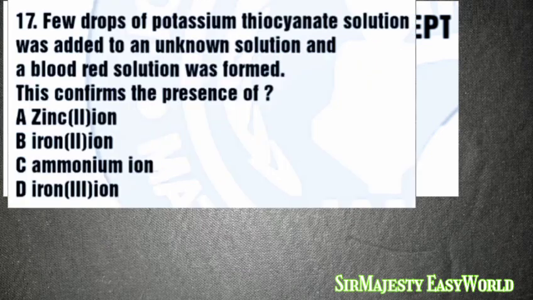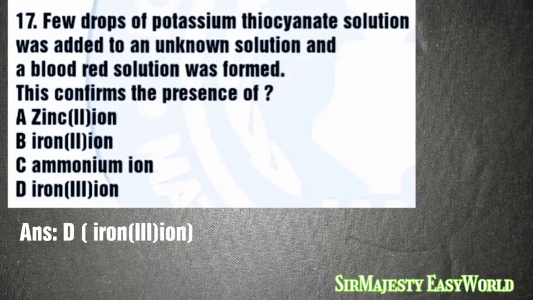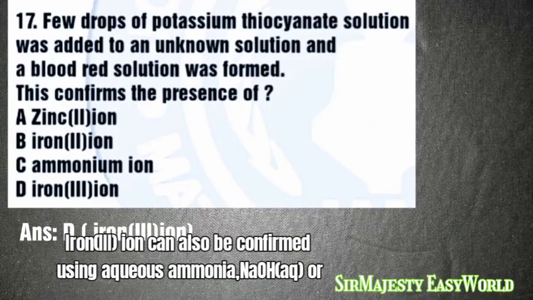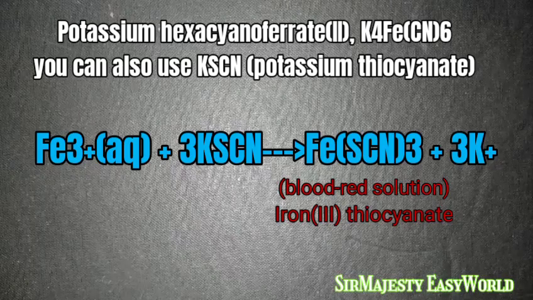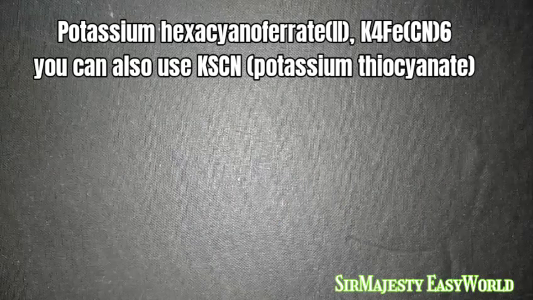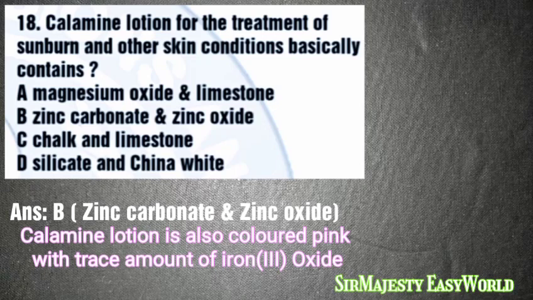Then question 17, that is blood red test, which is used to detect iron 3 ion. Apart from using aqueous ammonia or sodium hydroxide or iron 2 hexacyanoferrate 2, you can also use the potassium thiocyanate to detect iron 3 ion. Then question 18, calamine lotion, the correct option is B, zinc carbonate and zinc oxide.